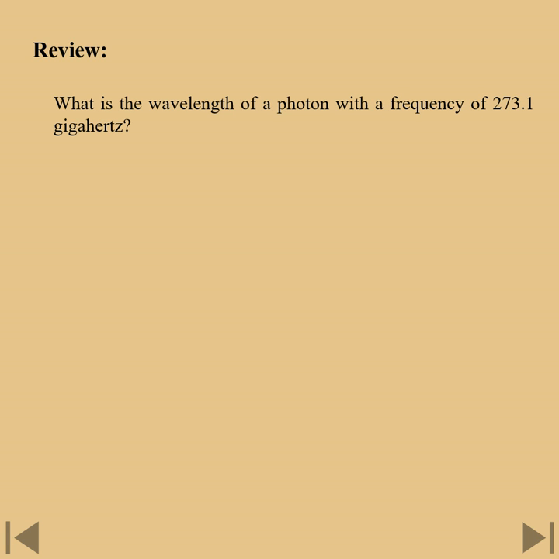Okay, let's practice some of the things that we've just learned. First, what is the wavelength of a photon with a frequency of 273.1 gigahertz? Okay, we only have one equation that gives us wavelength. Lambda nu is equal to c, and we're after lambda, the wavelength. So lambda is equal to c divided by nu.